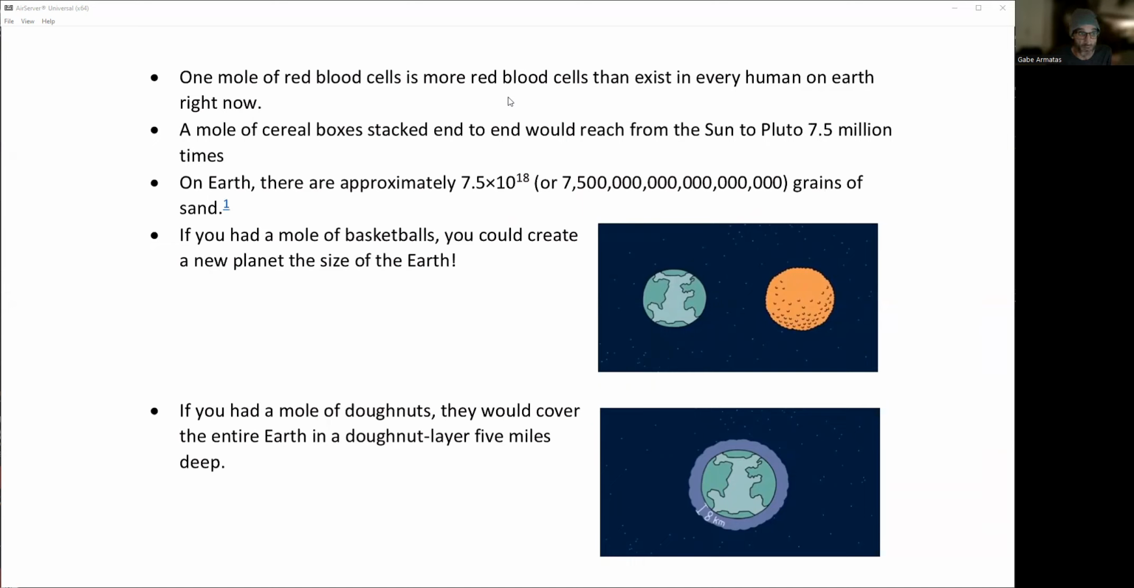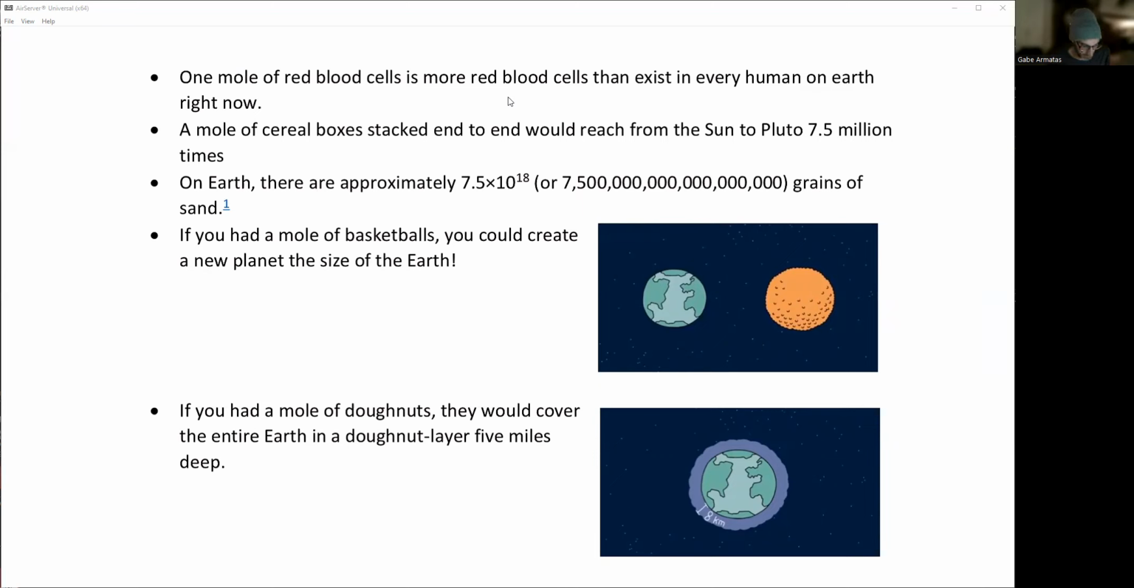On Earth, there are 7.5 times 10 to the 18th grains of sand, meaning even if you took every single grain of sand on Earth, you are still about 100,000 times off. You have 100,000 times fewer grains of sand than an actual 1 mole. Okay. If you had 1 mole of basketballs, it's the size of the Earth. You could create a new planet the size of the Earth. If you had 1 mole of donuts, it would cover the entire Earth in a layer up to 5 miles deep.